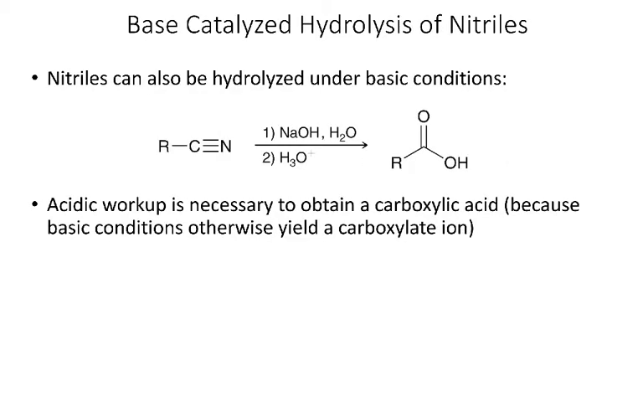And then just like the esters and the amides, the nitriles can be hydrolyzed under acidic conditions as we just saw. It can also be hydrolyzed under basic conditions to give us the carboxylic acid. And just like the reactions with the esters and the amides, because we're doing this under basic conditions, it's going to result in the formation of the carboxylate ion. And so I need an acid workup to protonate that carboxylate ion and give us the final carboxylic acid.